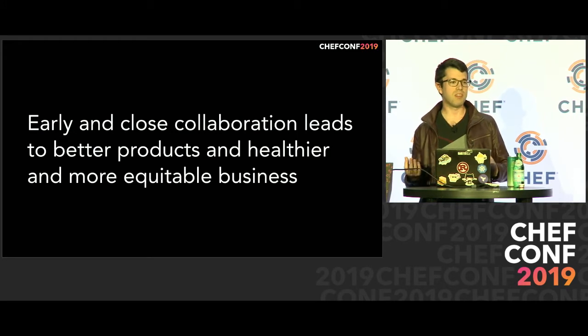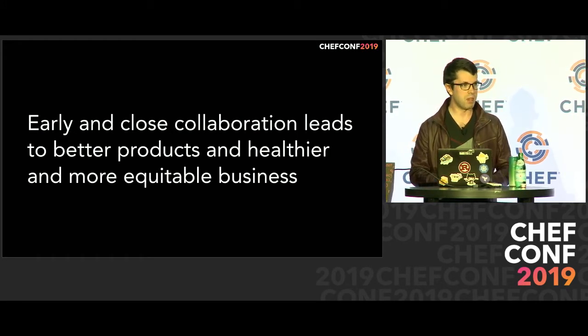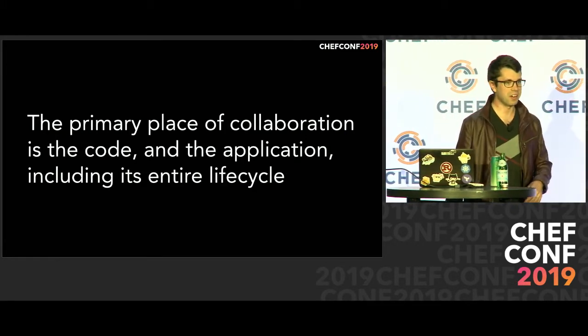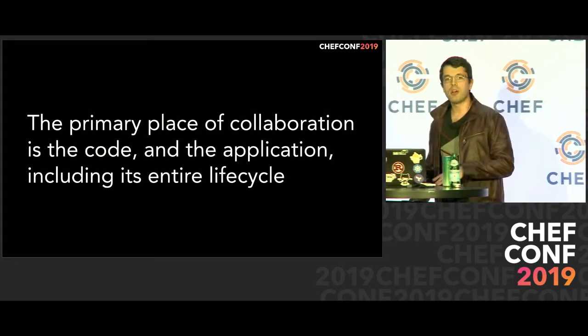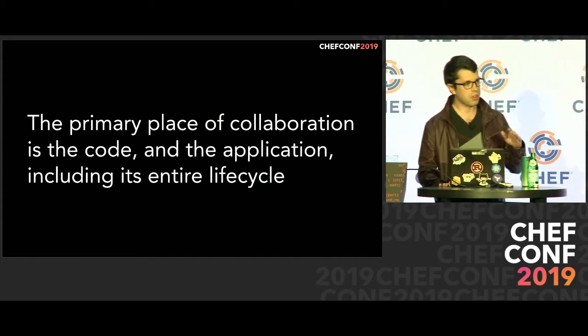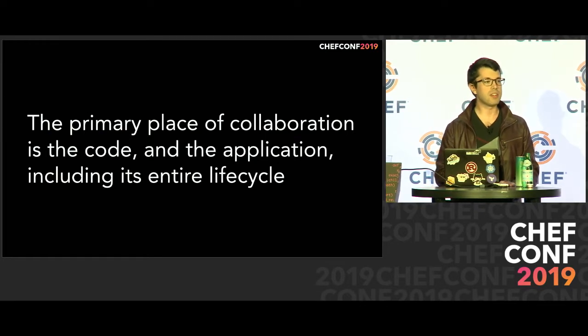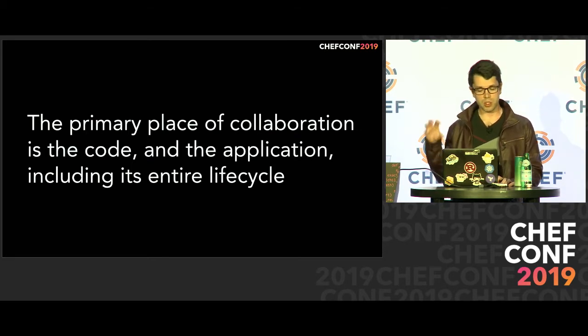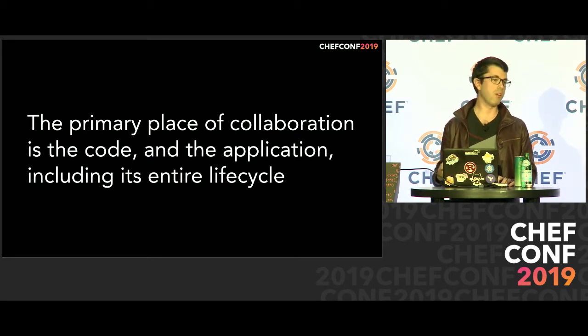In some cases, they're in the dev team. In some cases, they're called a developer with an operations specialty. It depends on your org chart. So the primary place that we collaborate is also the code and the application, including its entire life cycle. So everything that allows that application to be successful, that allows it to live on compute, storage, network, all of those things, we want to be as close to the code, or we want to write code to be able to do all of those things.